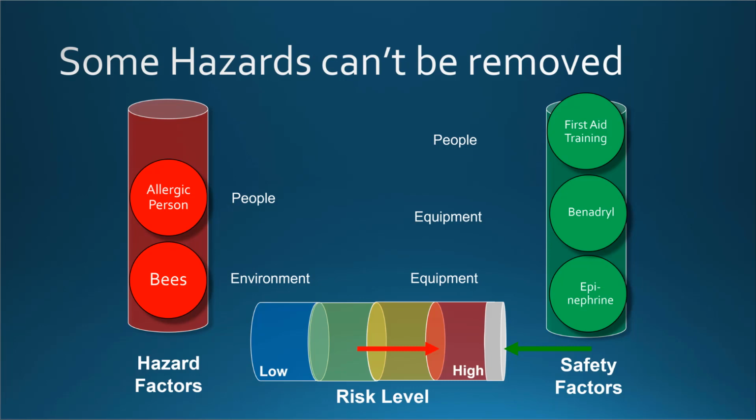Now, what that is going to do is it's going to push the risk level down. It's not changing anything about the probability that somebody who's allergic might get stung by a bee. But it allows you to address the severity level if it does happen. You can counteract the severe consequences of that bee sting and obviously get that person to appropriate medical care as quickly as possible.